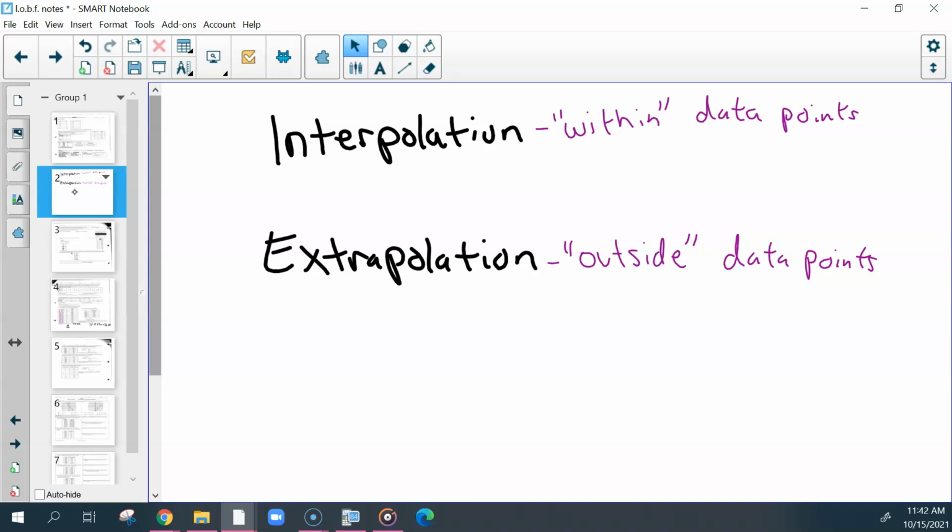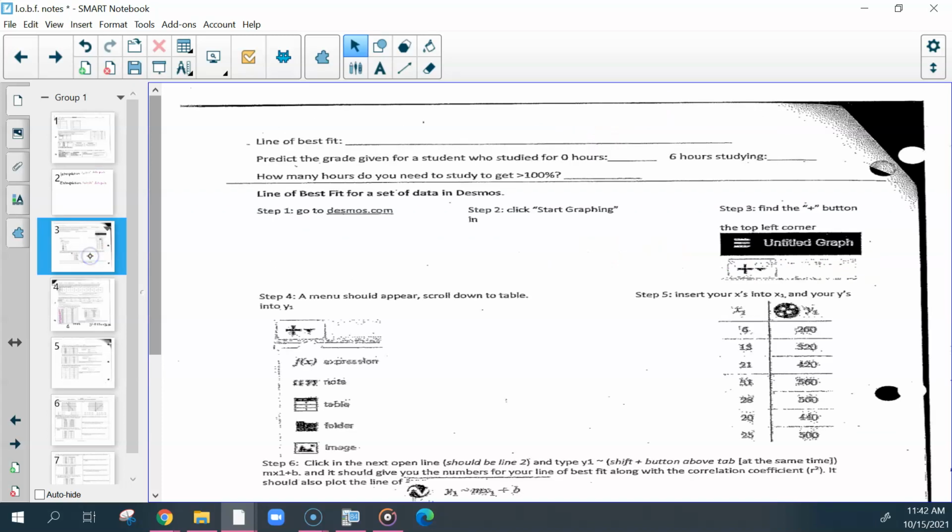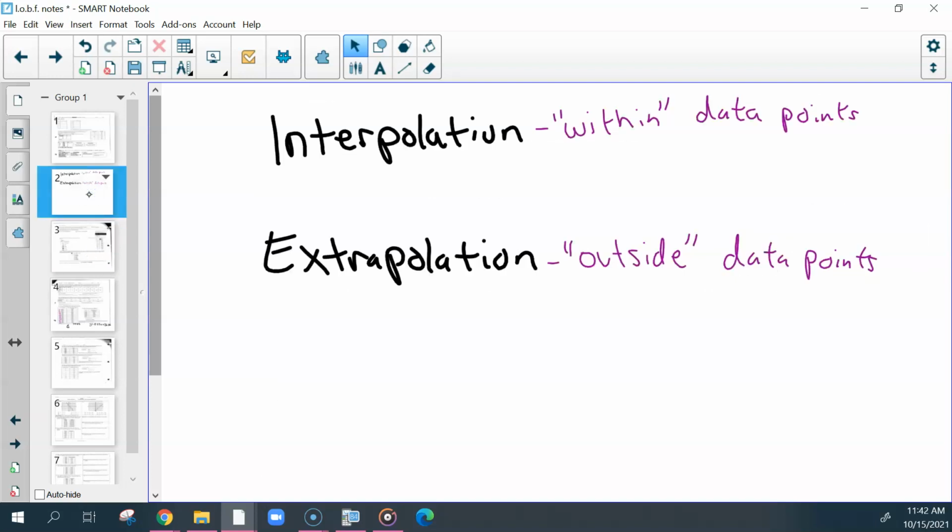So to see a couple of examples of that, sorry, does anyone still need this? Okay.